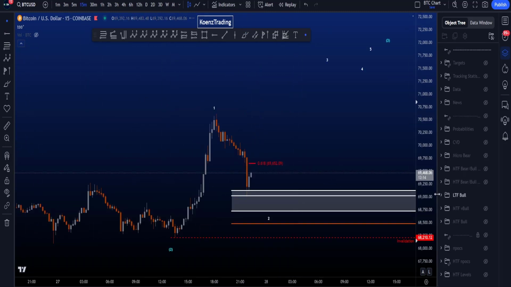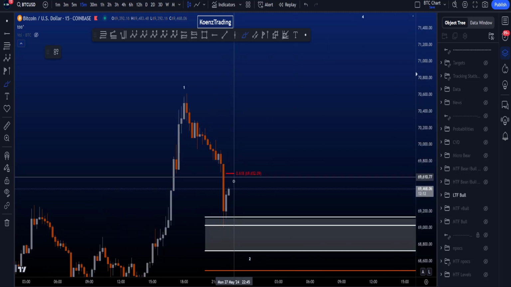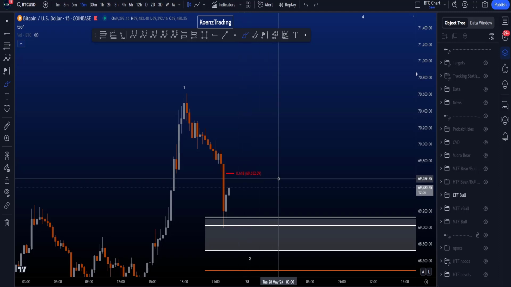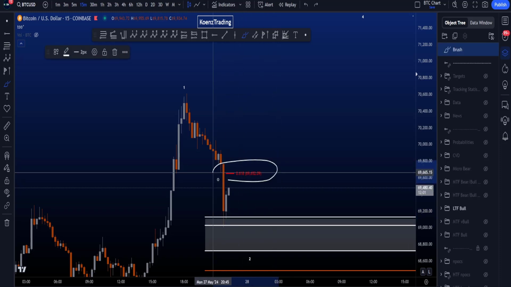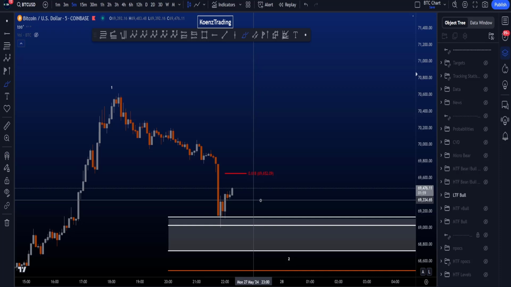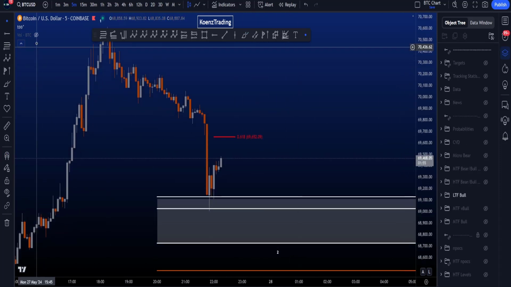On the 15-minute time frame, price then preferably moves towards the upside and hits the 0.618 that I have on my chart over here at 69.6k, as that would invalidate a wave 4.